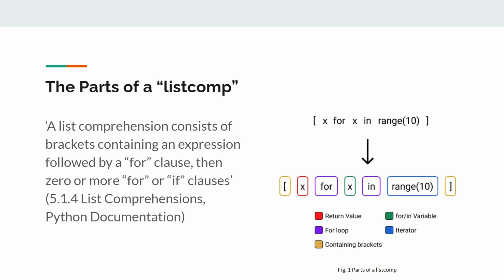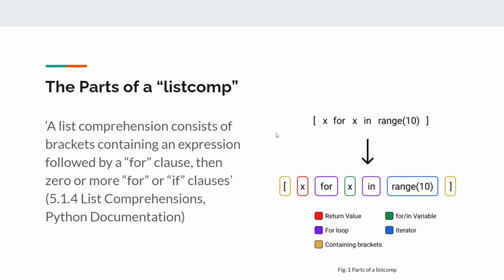Here you see on the right, we have an example of a Python list comprehension broken down into its parts. To start, we've got this x variable, that's the return value. We've got this for and in in purple, that's the for loop. We've got x, which is the same as the return value, but that's the variable that will be used when iterating through, and here in range 10, that's the iterator.